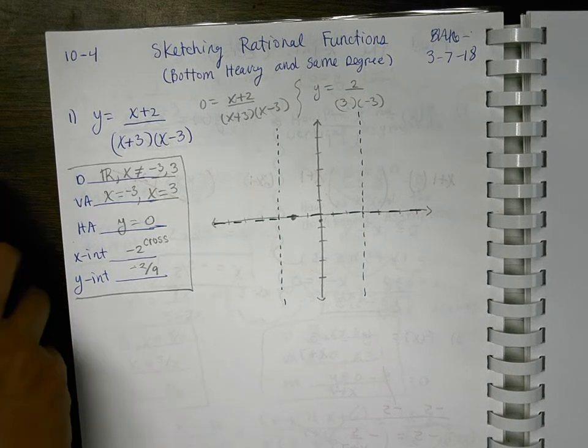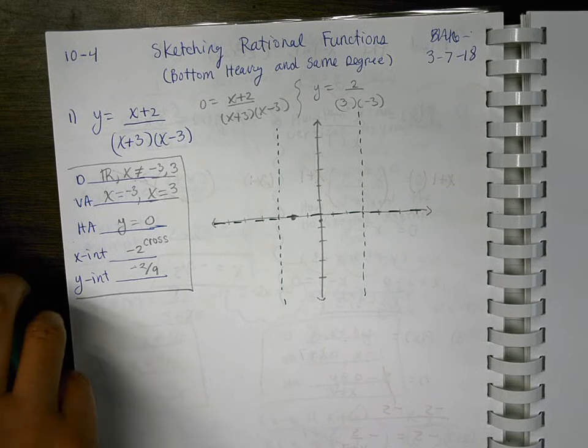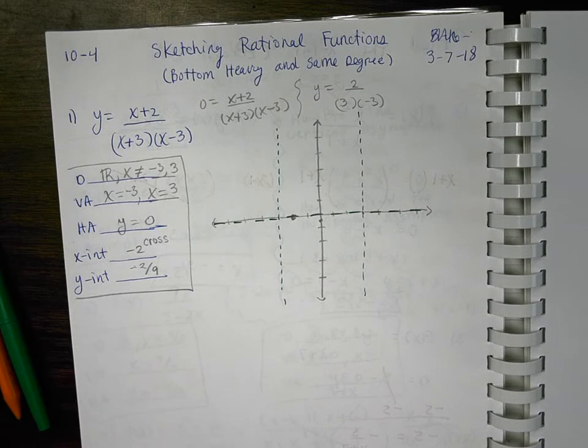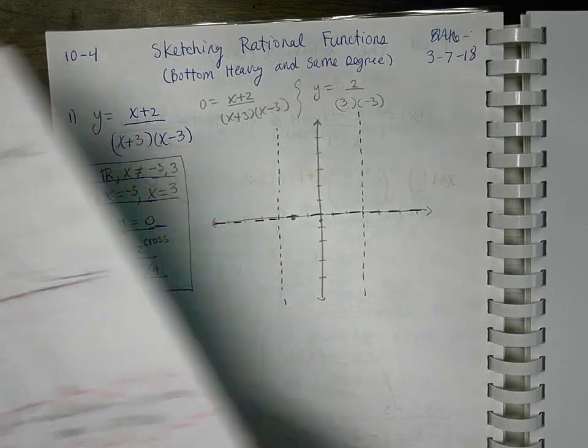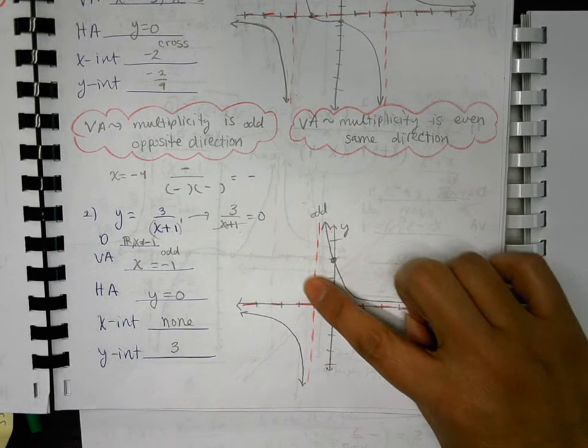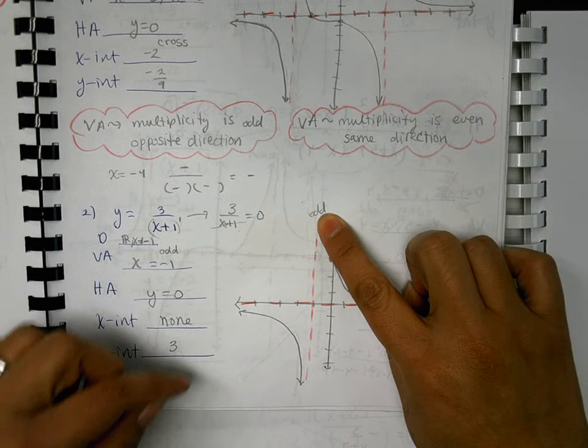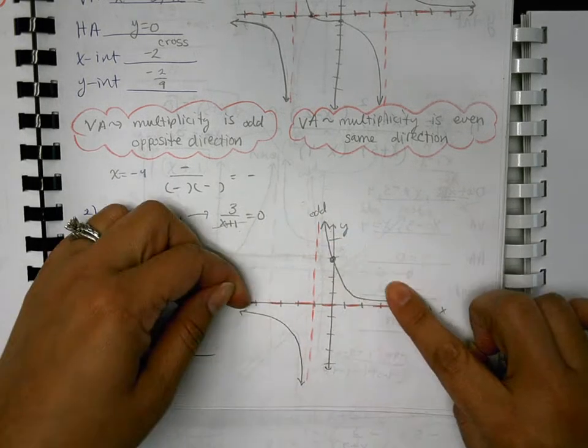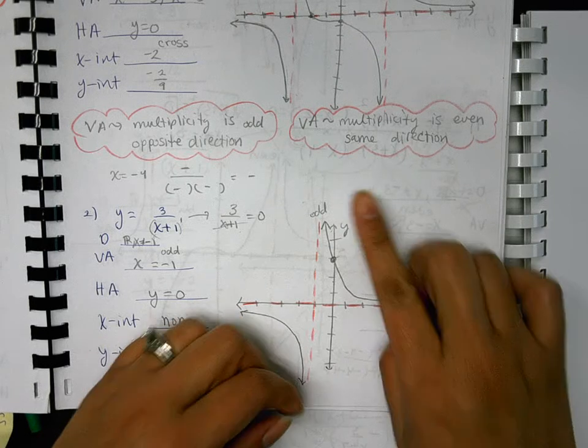Let me explain opposite direction and same direction. Okay, so let me just show you some pictures really quick. Do you see this vertical asymptote right here? Can you see that this line is going up and that line is going down? Can you see that they're going in opposite directions towards that red line?